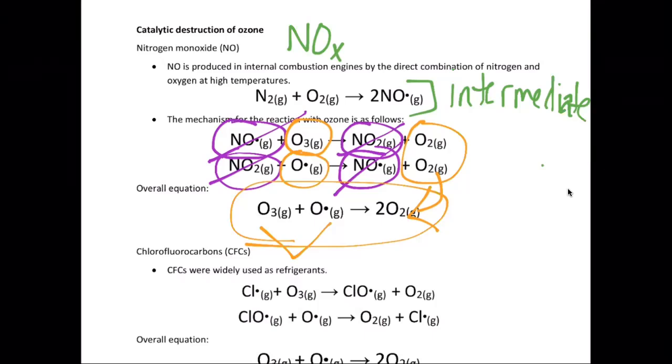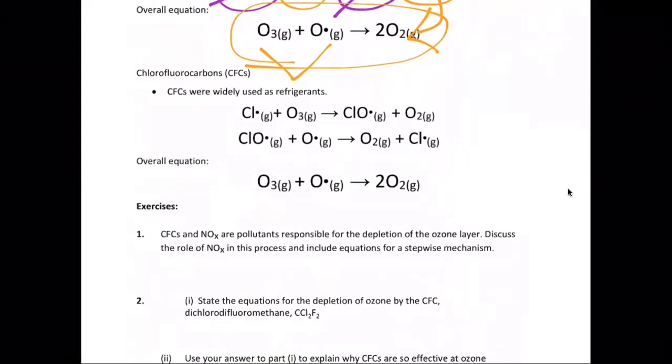The other one, and this is kind of the same thing, just a different type of compound, with the same overall process happening, are these compounds called chlorofluorocarbons. Chlorofluorocarbons are a type of organic molecule.